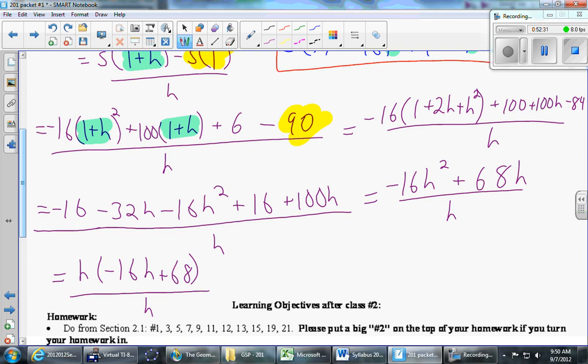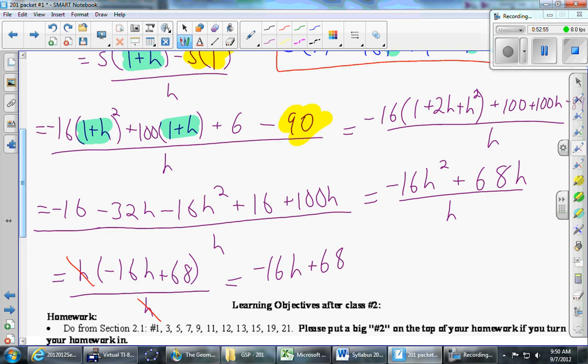What can we do now? Yes, this is the most satisfying part of the problem, because from the get-go, what did we want to send h towards? 0. We want h to be really small, 0. Can you plug h equals 0 into any of the previous versions of this fraction? No. Can you plug h equals 0 into negative 16h plus 68? Yes. That's why we needed to cancel. So apologies for going over it. Last thing we need to write is this. Limit as h goes to 0 of that guy. What do you think you get when you plug 0 in for that h? 68.